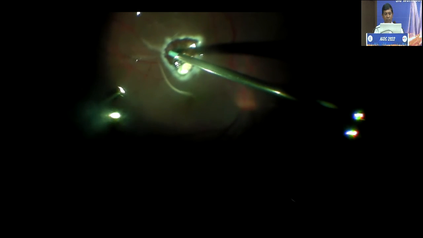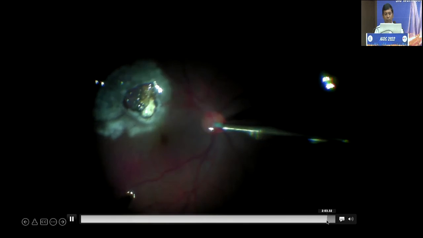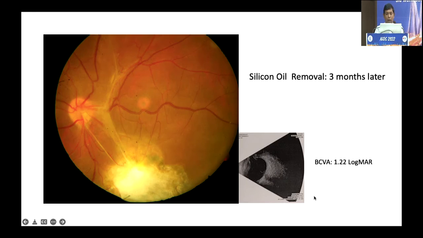We were not able to get the foreign body there, but as we know that it was glass, for all practical purposes, it will be inert. So we left it at that, followed by laser and oil injection. After 3 months of silicone oil removal, the best corrected visual acuity was 1.22 logMAR.